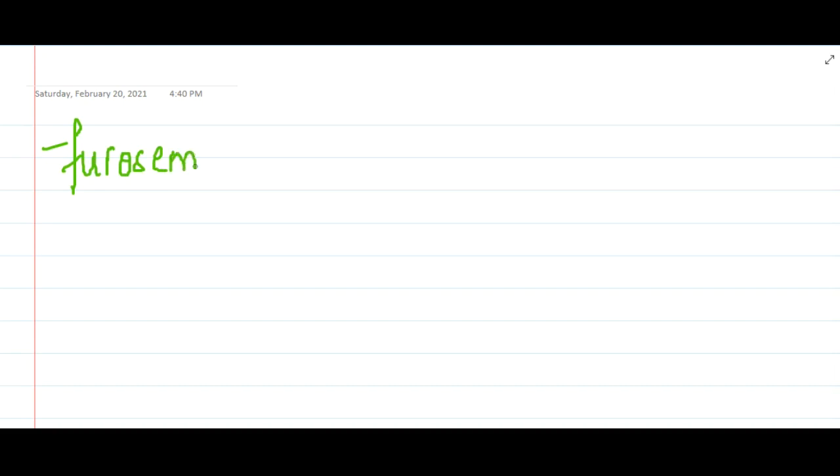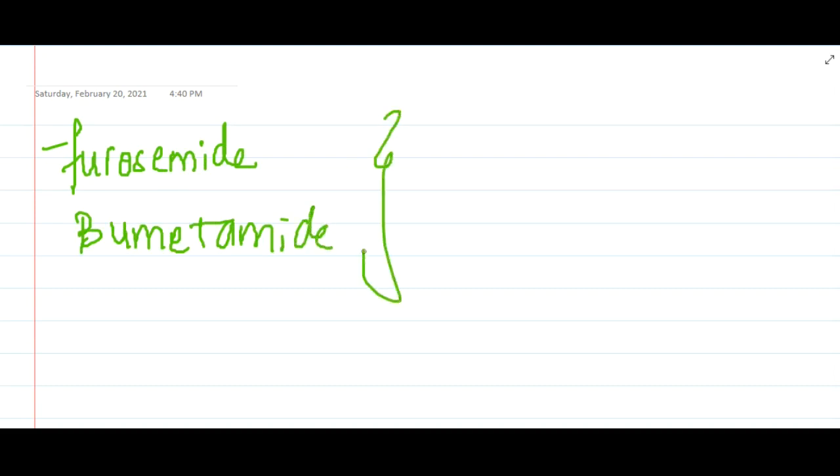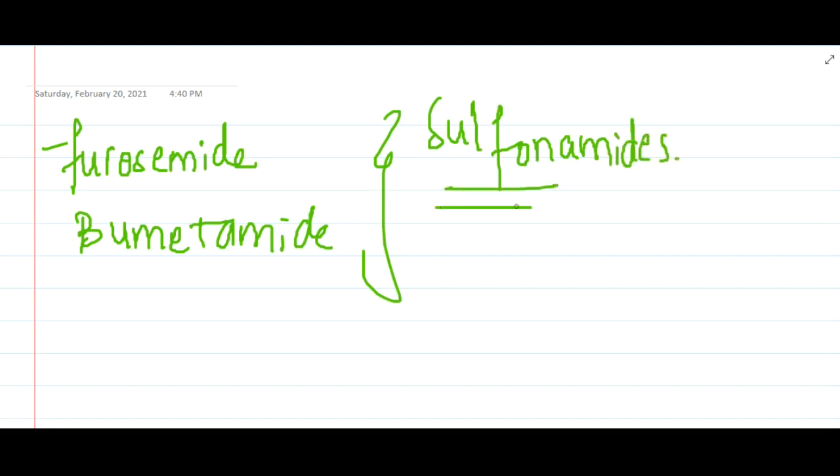furosemide, and I said bumetanide. Both furosemide and bumetanide are chemically sulfonamides. Because both these are chemically sulfonamides, if any person is allergic to sulfonamides, these are avoided.